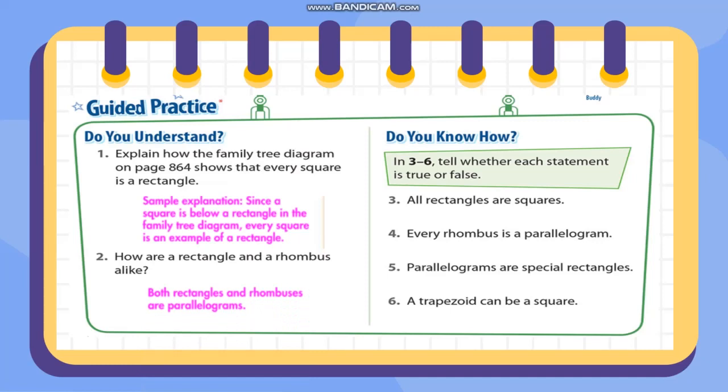Tell whether each statement is true or false. All rectangles are squares? That is false. It should be all squares are rectangles. Every rhombus is a parallelogram? That is true, because they have both pairs of parallel sides. Parallelograms are special rectangles? That is false, because a parallelogram is only a quadrilateral. A trapezoid can be a square? The answer is false, because a trapezoid has one pair of parallel sides and a square has two pairs of parallel sides.